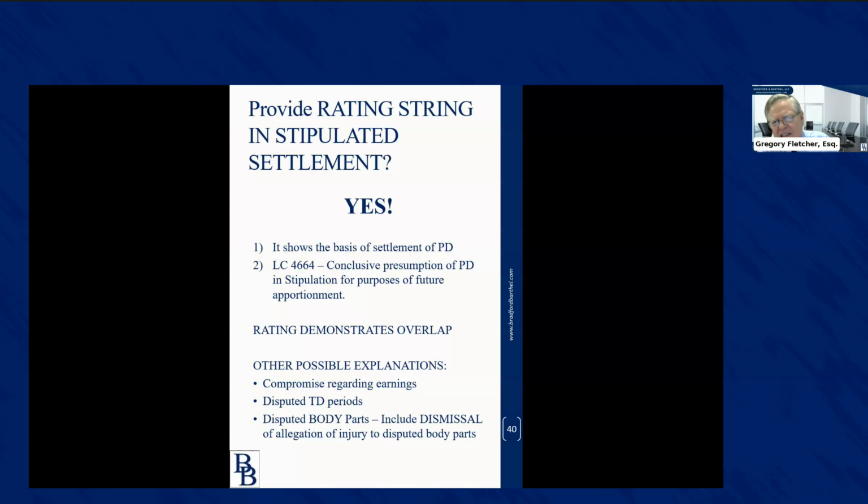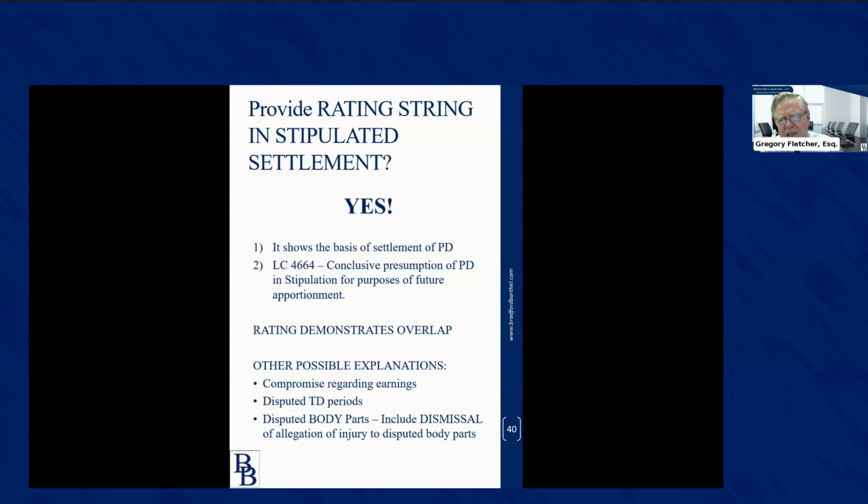Labor Code Section 4664 provides a conclusive presumption of PD in your stipulation. You don't need a rating string for that. But there is case law that says that permanent disability, in order to get that credit, has to overlap with the impairments in the current claim. So your rating string shows the impairments that you're rating. And so that can be used to establish that overlap so that you definitely keep that presumption that permanent disability is there. That allows you to just subtract it right out of the current impairment. It's very helpful. It's our best apportionment in the statutes that we have.